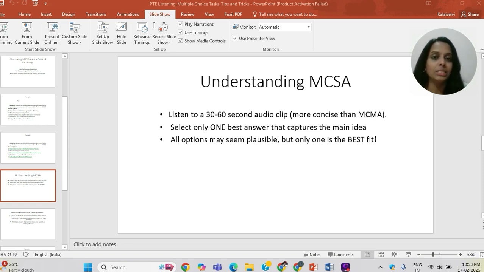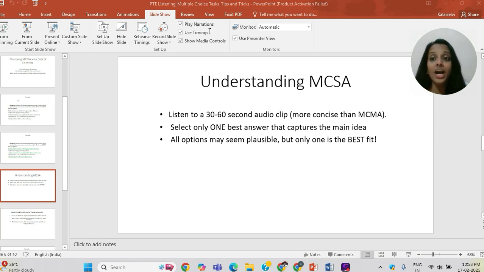Okay, MCMA is multiple choice multiple answer and MCSA is multiple choice single answer, just a simple form. So here your task is you need to pick one best answer which captures the main idea or key detail. And here is your challenge. All options may seem plausible, but only one is best fit.